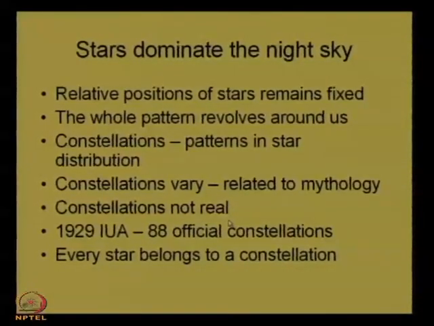Now the ancient people looked at the sky and identified fixed patterns, and these patterns are called constellations. I have already discussed the first two points: the relative positions of the stars are fixed and the whole pattern rotates around us. Now we are discussing the third point, that the ancient people identified these patterns in the distribution of stars in the sky, and these are called constellations. The constellations that were identified differ from place to place and culture to culture, and are closely related to the mythology of the people.